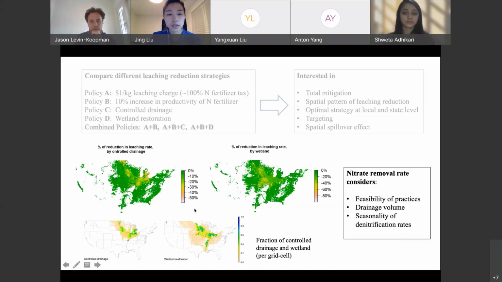And then these maps show, on average, the leaching removal rate by adopting those practices. So you can see for controlled drainage, it's about 20 to 30% here in the Corn Belt, and then the wetlands could be even more effective on the west side of the Corn Belt. So these will form our shocks in the model for reducing the nutrient loss at the grid-scale level.